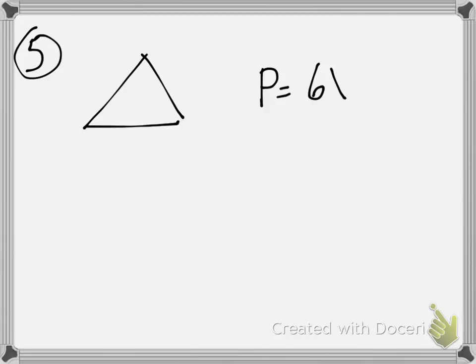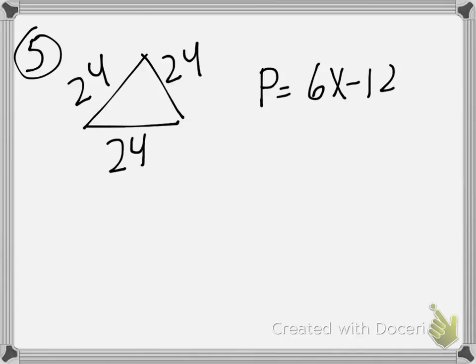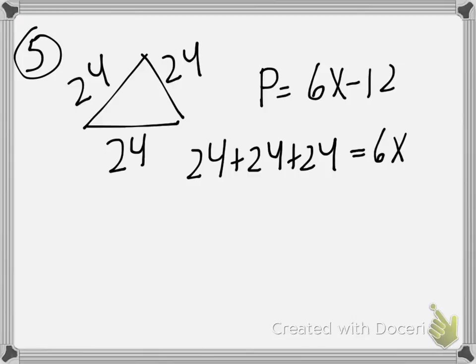Okay, number 5. So we're talking about an equilateral triangle. Here it is. And the perimeter is 6x minus 12. Each side measures 24 inches. So if it's equilateral, we know all sides are equal to 24. So to get the perimeter, you would add all the sides, and that has to equal 6x minus 12.